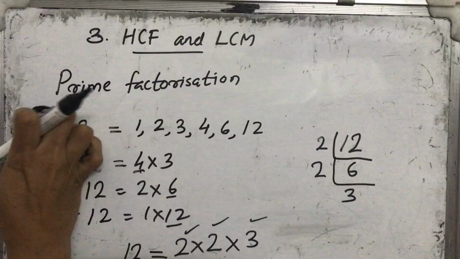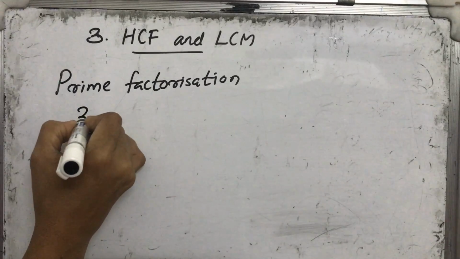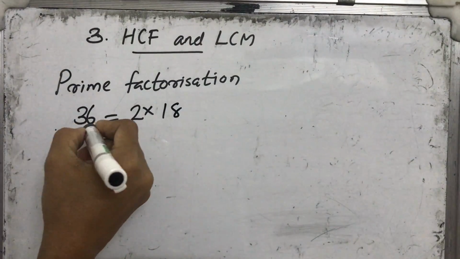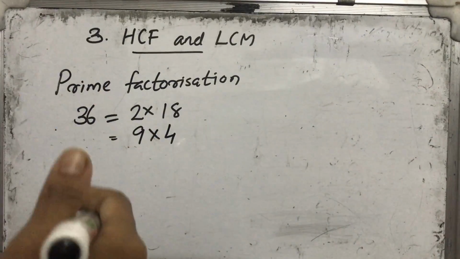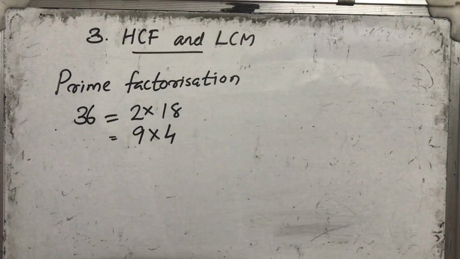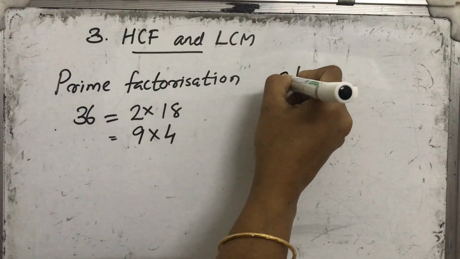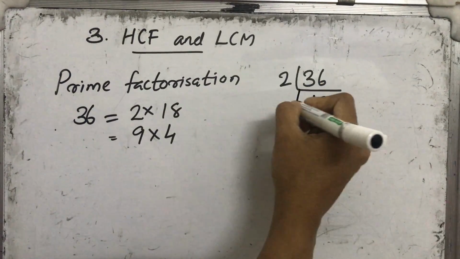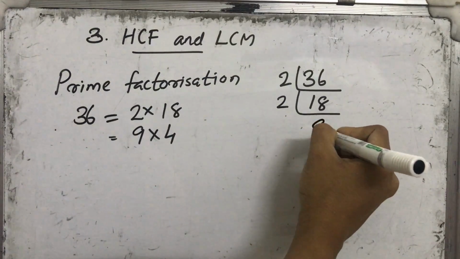Now another example, if it is another number, 36, how can we factorize 36? Different types of factorization are there. 2 into 18 is 36, and also 9 into 4 is 36. Those are different factorizations. But how can we express 36 as a product of its prime factors? That means prime factorization. So we can start with division. 36 is divisible by 2, so first we divide by 2. 36 by 2 is 18. Then again we divide by 2, and 18 by 2 is 9.